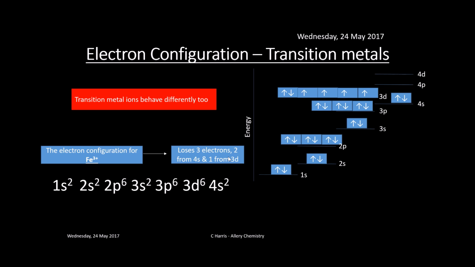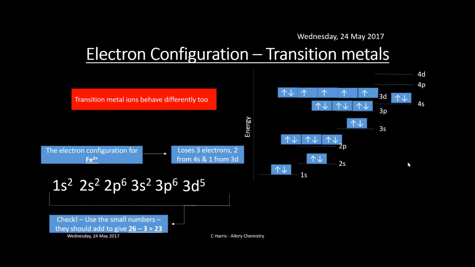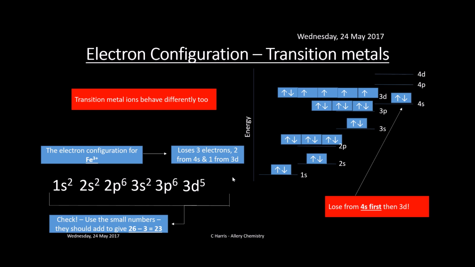What we're going to do is remove the 4s electrons first, the 2 from here, and then only 1 from here. So when we do transition metals, we always remove from the 4s first if there are any electrons in there. So let's have a look. There it goes, and there it goes onto 3d5. Now if we add all the numbers up, they should give 23, because iron is 26, minus the 3, and that gives 23. So we lose from the 4s, then from the 3d, and that is the new configuration for iron. As long as you remove from the 4s first, that's the main thing.